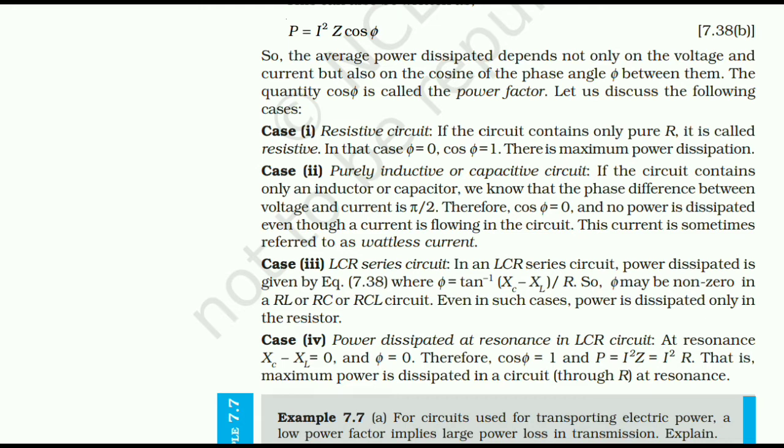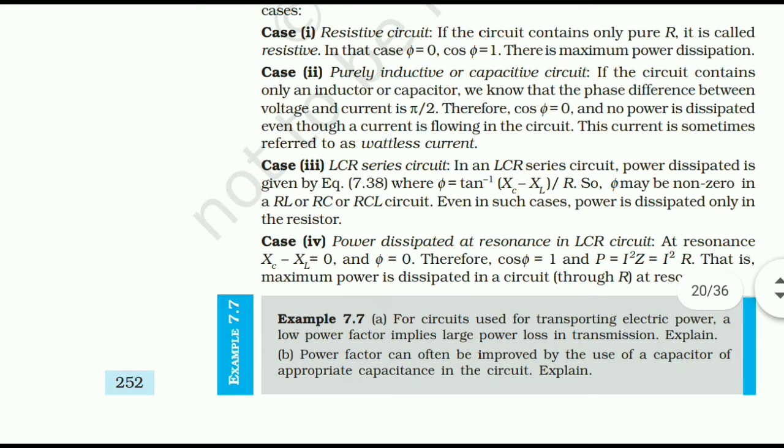Case 4. Power dissipated at resonance in an LCR circuit. At resonance, Xc − XL is equal to 0 and φ is equal to 0. Therefore, cos φ is equal to 1 and P is equal to I² Z, which is equal to I² R. That is, maximum power is dissipated in a circuit through R at resonance.